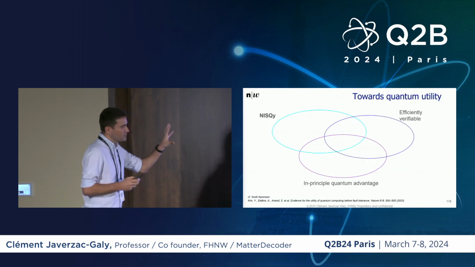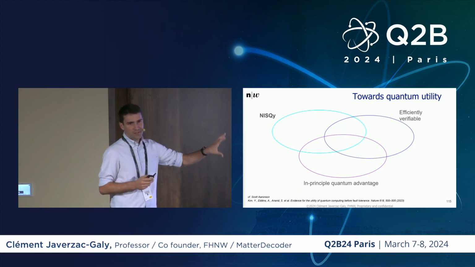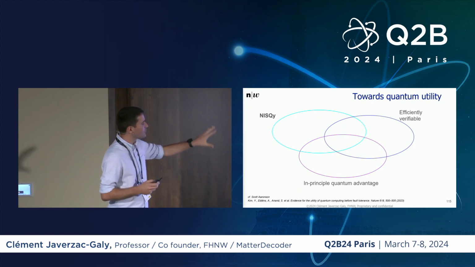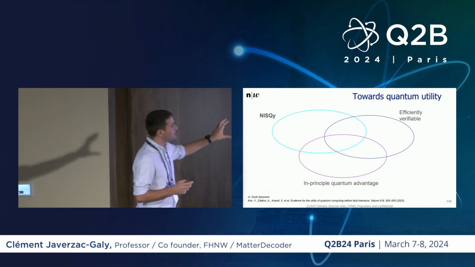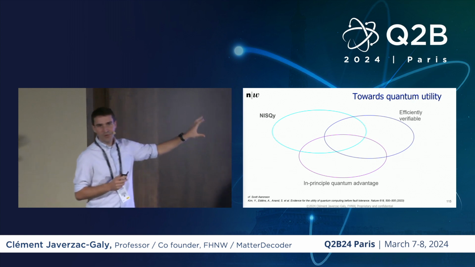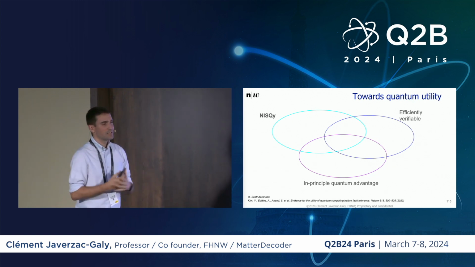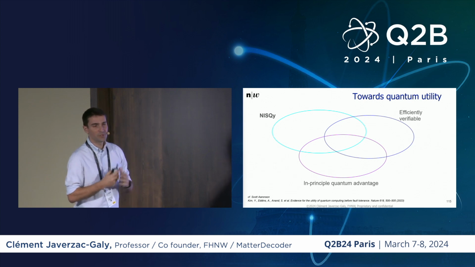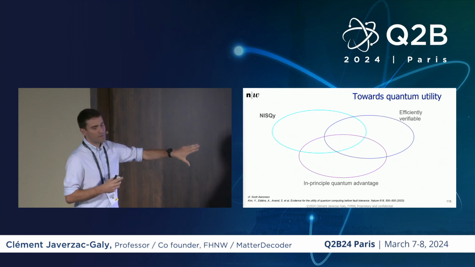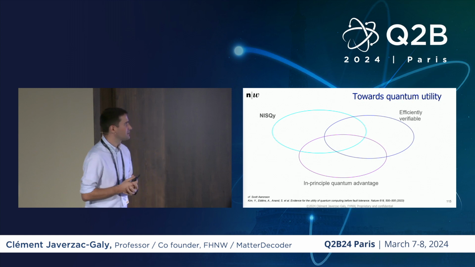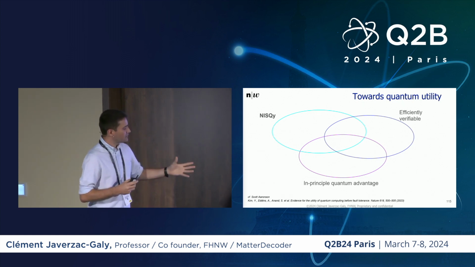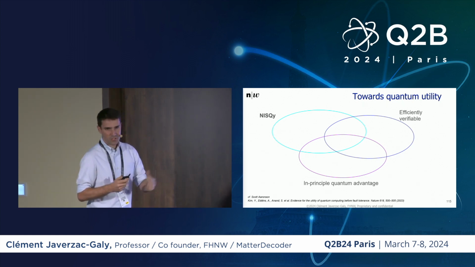So about quantum utility, a concept from Scott Aaronson: today we are looking at NISQ projects, meaning that they can run on NISQ architecture. In terms of hardware algorithms, it should also be efficiently verifiable, so that we can actually verify the utility, and it should have, in principle, quantum advantage in nature.